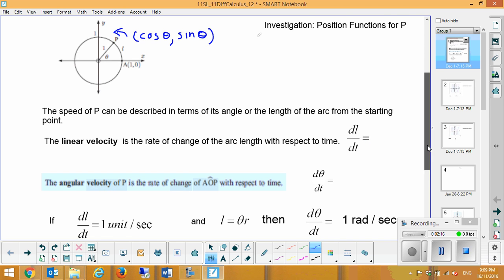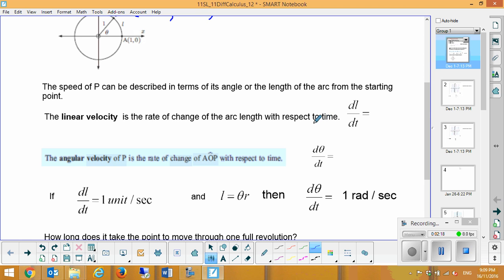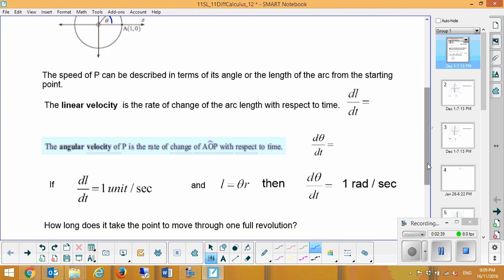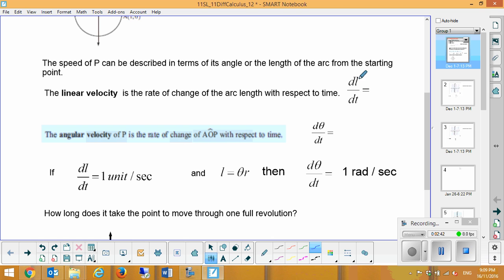That is the change in the length of the arc with respect to time as our point goes around the circle. We could also talk about the speed of the point in terms of its angular velocity, how much the angle is changing over time. This is the rate of change of that angle AOP, which is our theta here, with respect to time, so we could describe it as d theta dt. So here we've got two rates, two derivatives. One's related to the linear speed, one's related to the angle. And we said our linear speed, dl dt, was going to be 1 unit per second.